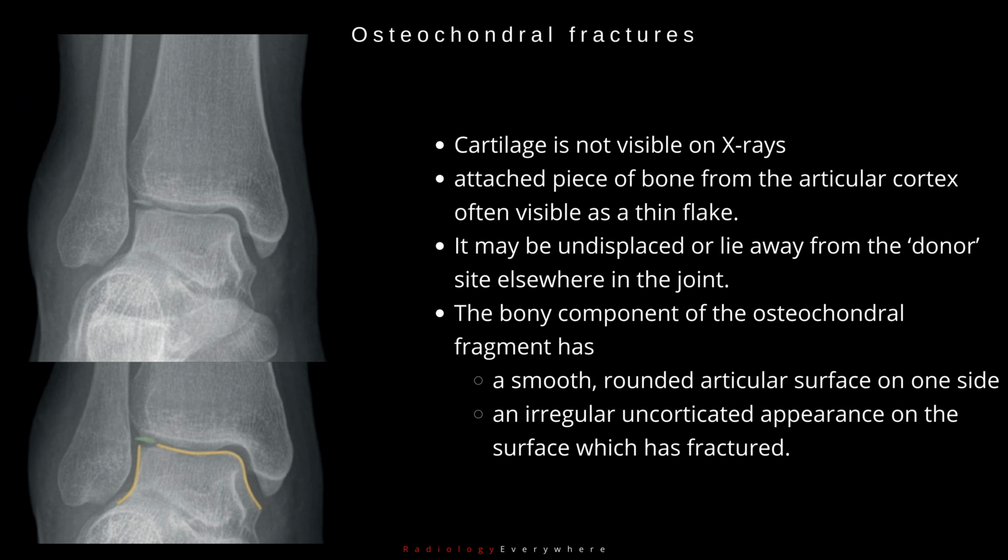Cartilage is not visible on X-rays, but the attached piece of bone from the articular cortex can be seen, often visible as a thin flake. It may be undisplaced or lie away from the donor site elsewhere in the joint. The bony component of the osteochondral fragment has a smooth, rounded articular surface on one side and an irregular uncorticated appearance on the surface, which has fractured.